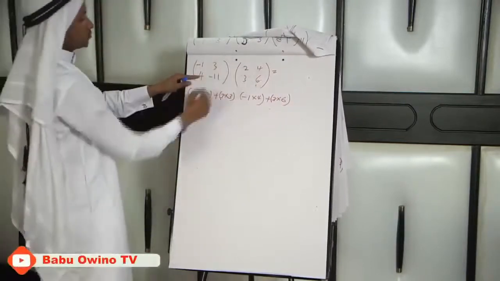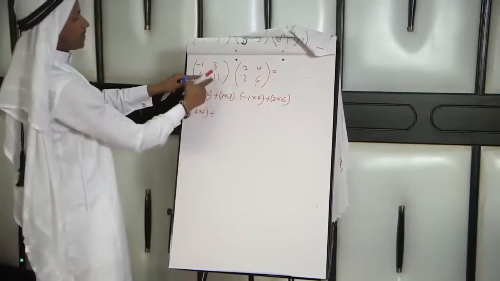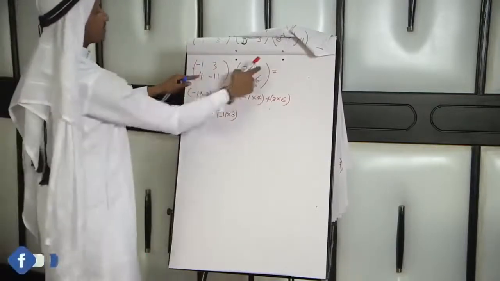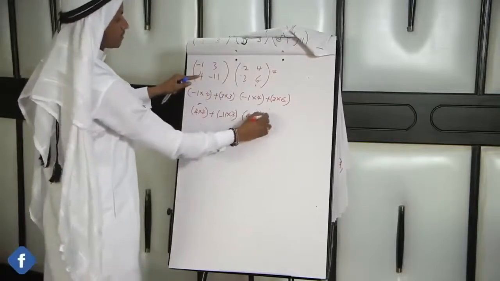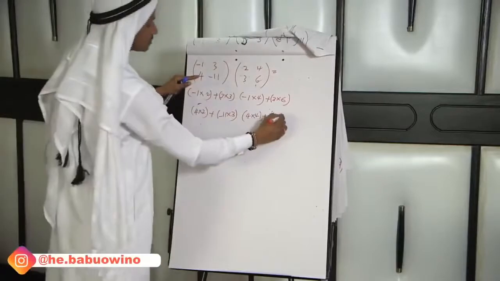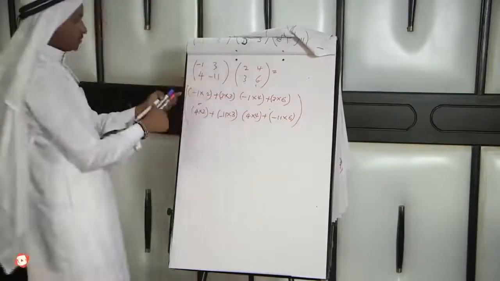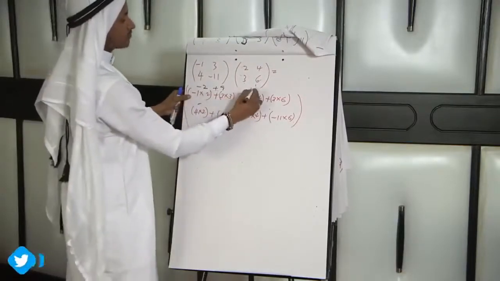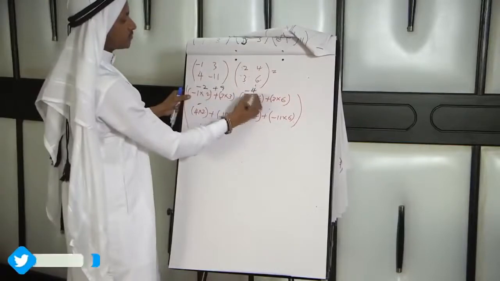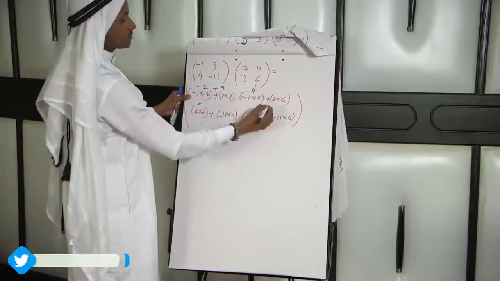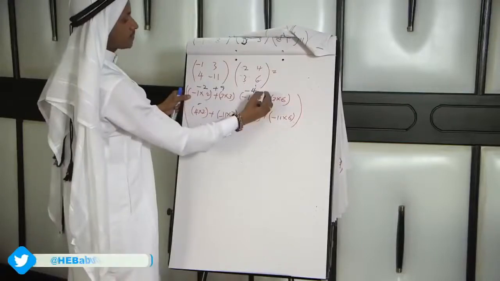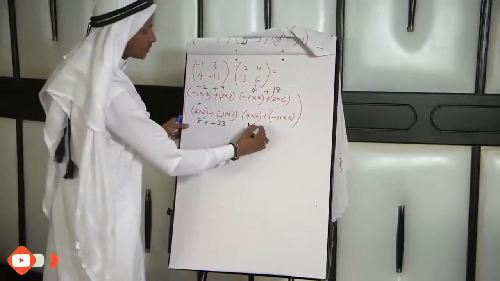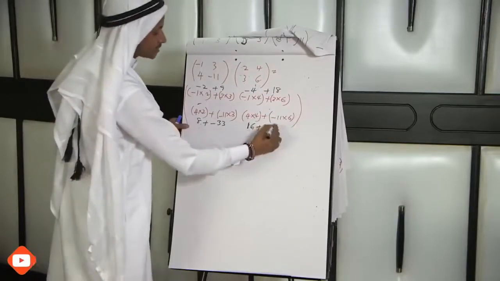Then here 4 times 2 plus minus 11 times 3. Then the last one, 4 times 4 plus minus 11 times 6. So here what do we get, class? This is minus 2 plus 9. This is minus 4 plus 3 times 6. 4 times 2 is 8 plus minus 11 times 3, which is minus 33. Then 4 times 4 is 16 plus minus 11 times 6, which is minus 66.